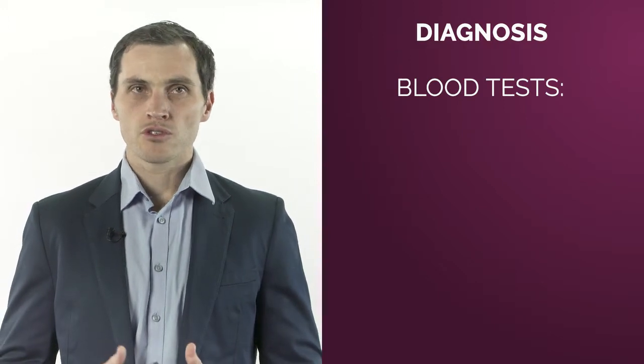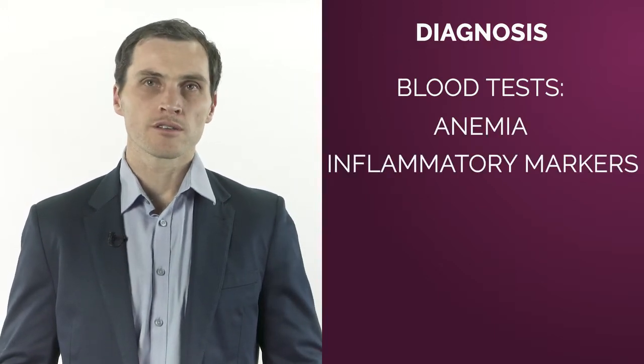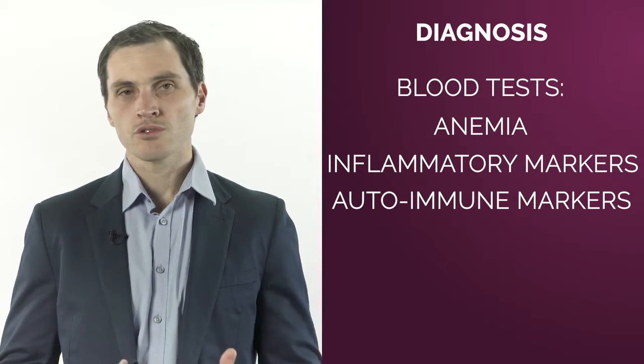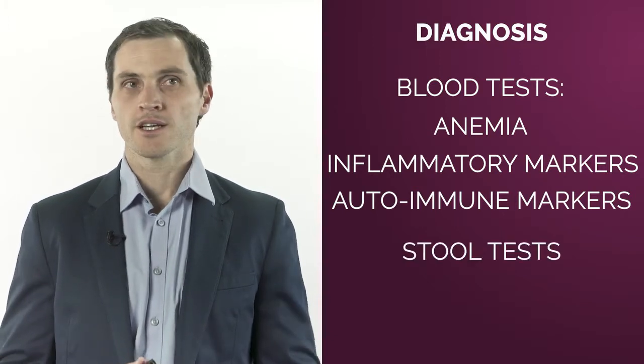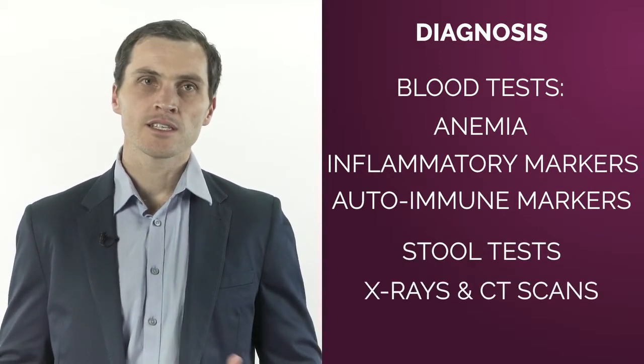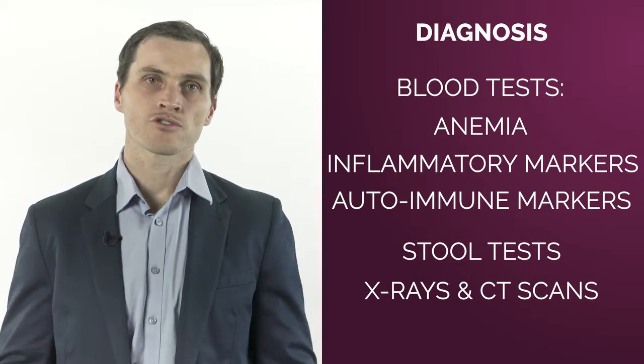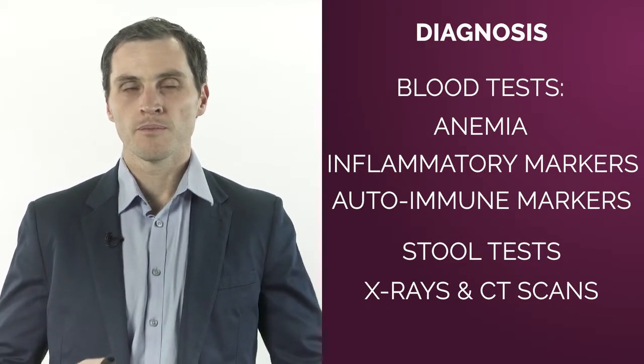So, how does one diagnose ulcerative colitis? Again, there are numerous tests that can be used, and there's no one test that doctors will use to make a diagnosis of ulcerative colitis. Blood tests can be used to check for anemia and inflammatory markers and autoimmune markers. Stool tests, again, can be used to check for blood in the stool. And then X-rays and CT scans, again, with or without contrast, can check for damage to the bowel wall.